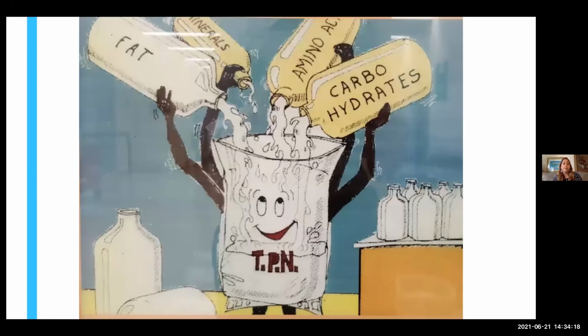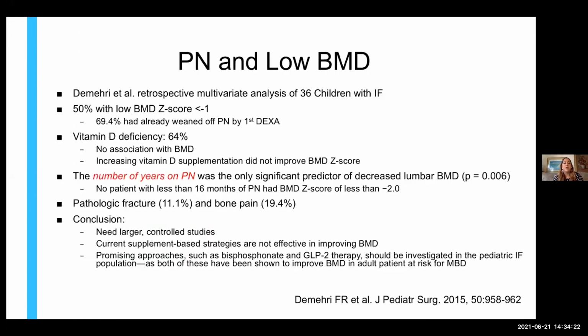So moving on to TPN as a potential association with low bone density. There are some mixed findings in children on this. One study looked at 36 children with intestinal failure. Half of the children had a low bone density score. Here they defined it differently: a Z-score less than -1 and not -2. And a lot of these children had actually already weaned off PN by the time they had their first DEXA scan. So keeping in mind that children that are no longer dependent on PN might still be at risk.